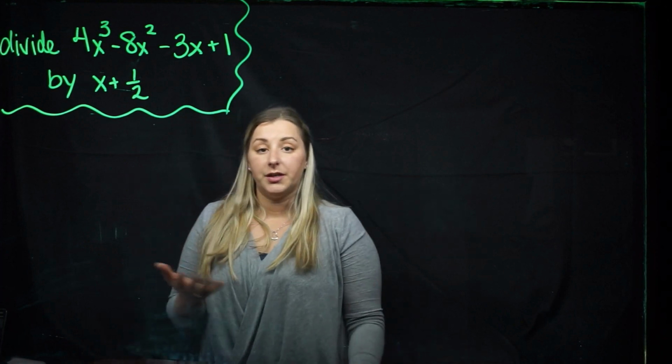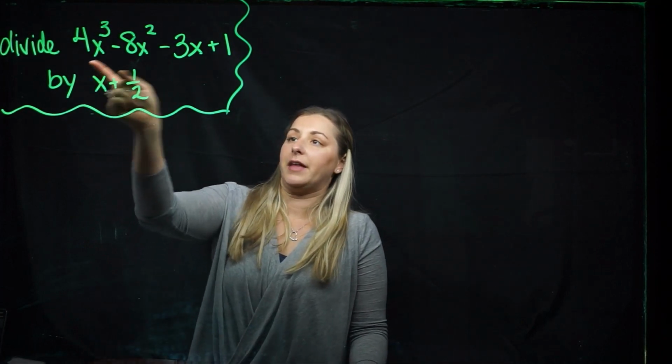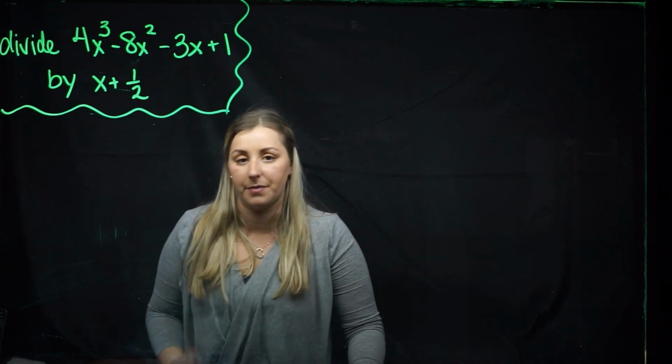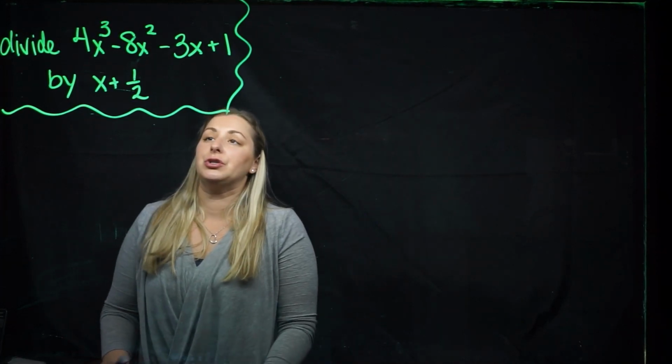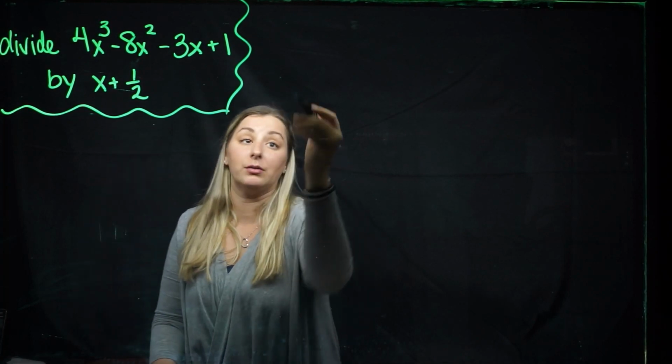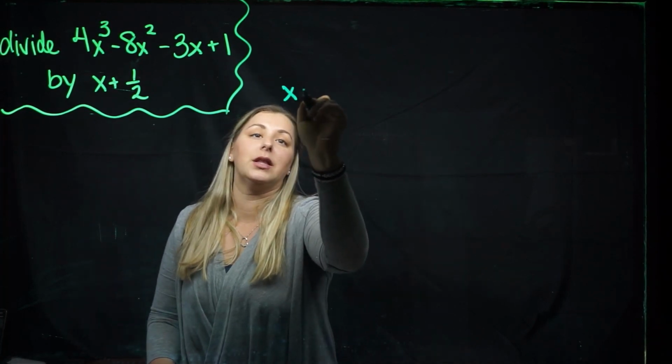All right, so let's start with this division problem. So this time we are dividing that top polynomial by x plus 1/2. Now remember, we are using the long division method. So what we're going to do to start is set up our division house. What we're dividing by is going to go on the outside. So we have x plus 1/2.